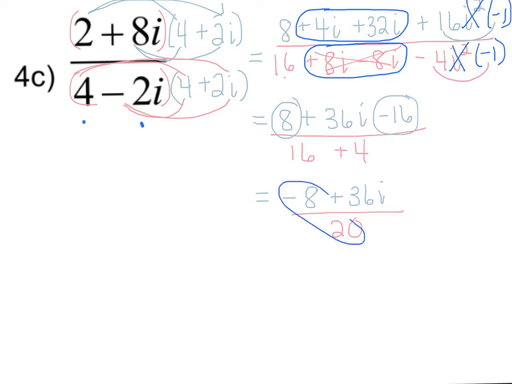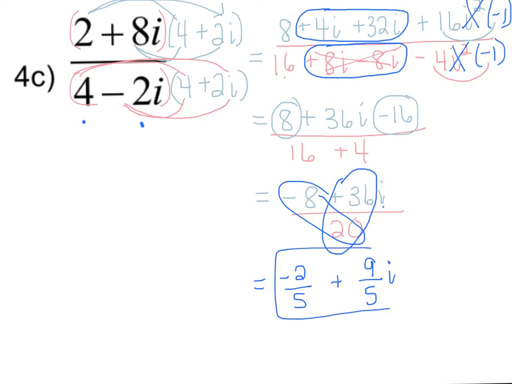So we need to simplify -8 over 20. We can divide both of those numbers by 4. So we'd be left with -2 over 5. That's the real part. It's first, so we're in good shape. Next, we need to simplify these numbers. 36 divided by 20, we can divide both of those by 4. So 36 divided by 4 is 9. 20 divided by 4 is 5. And then don't forget to copy your i after. And that's your final answer.